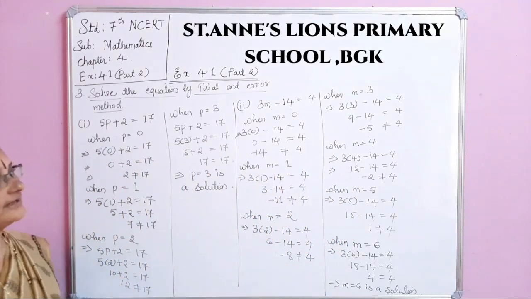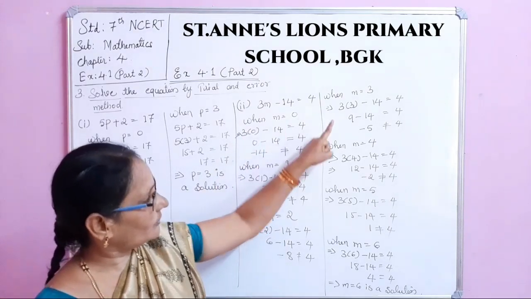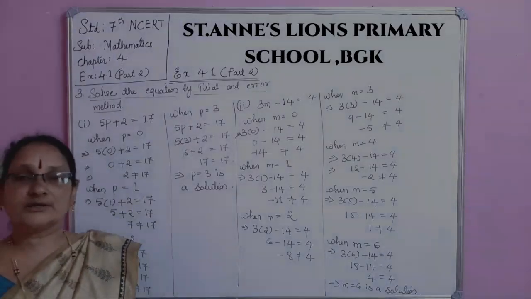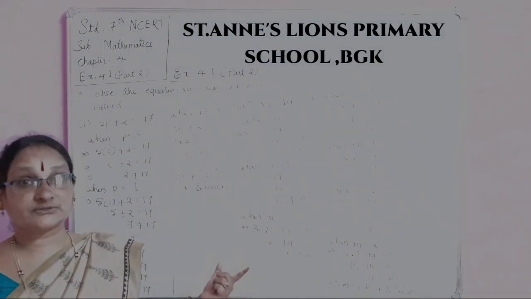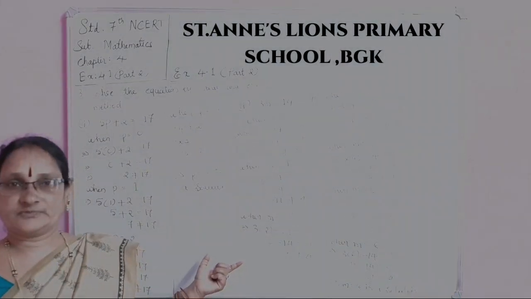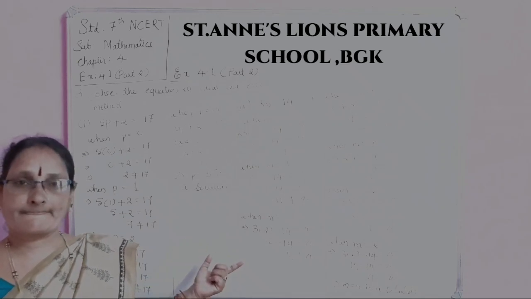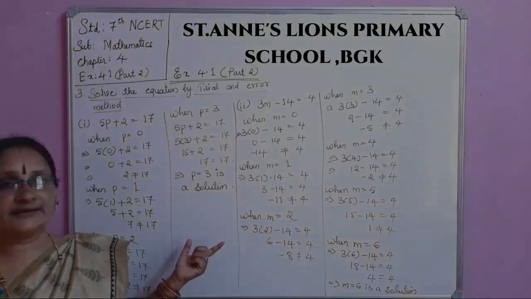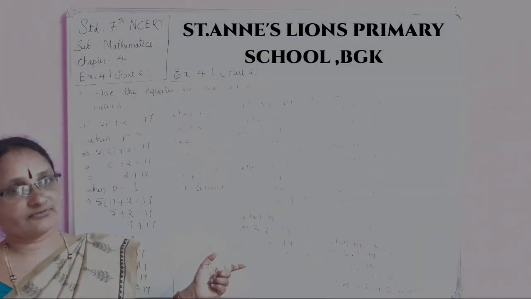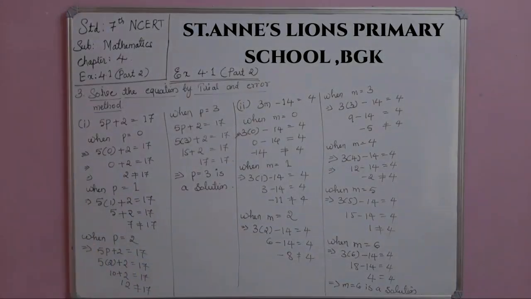See, for one value, how many steps you need to do here? 1, 2, 3, 4, 5, 6, 7th. At last 7th step, we got the required solution. So this is a trial and error method. But if they ask in the exam, you have to do only this trial and error method. You have to go on doing till you get the required solution. Okay. So you copy this.